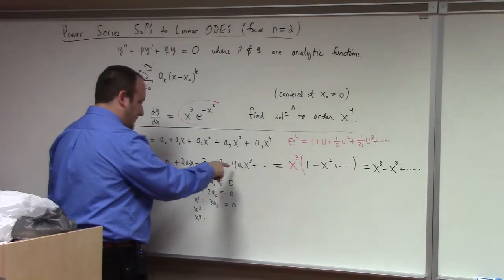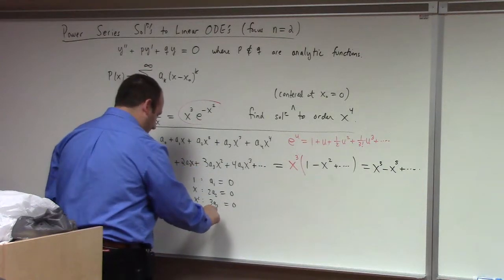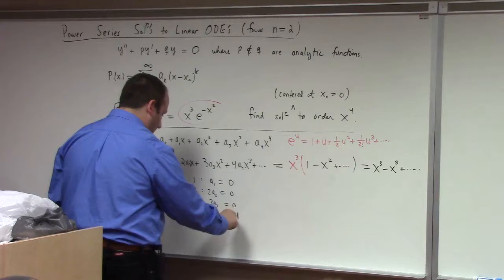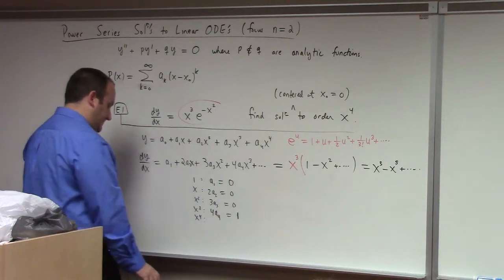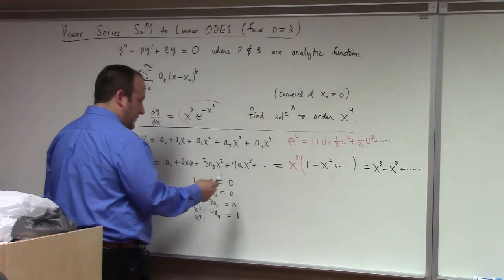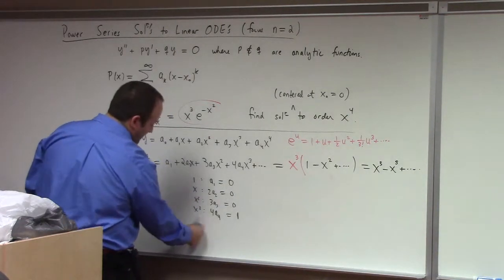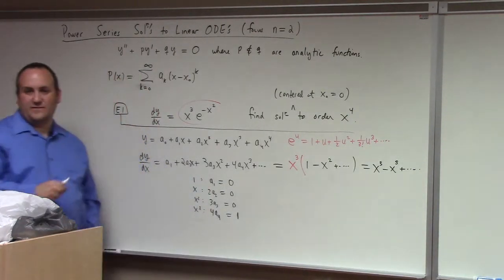x cubed: we have a 4a4 here, and on the right, oh, we got a 1 over there. All right, x to the fourth. I don't need that, that's enough. Sorry. That's the funny thing here, right?